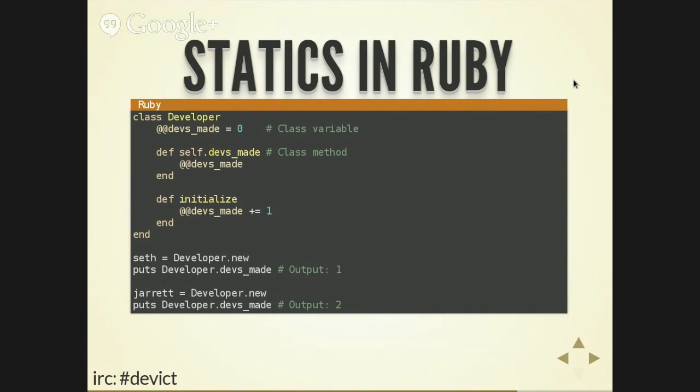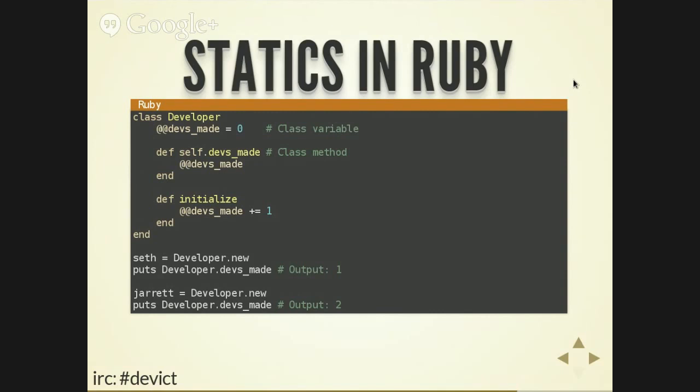Short, it's nice. So the difference here, this is a method. This is an instance method. This gets invoked on a particular instance. The difference here is that you add the word self, or self dot. So when you say we're going to define a function self.devsMade, we're making a class method. So this is part of the class. Now, class variables, the difference is that you have an extra @ sign at the beginning. So there's two @ signs. That means it's a class variable.